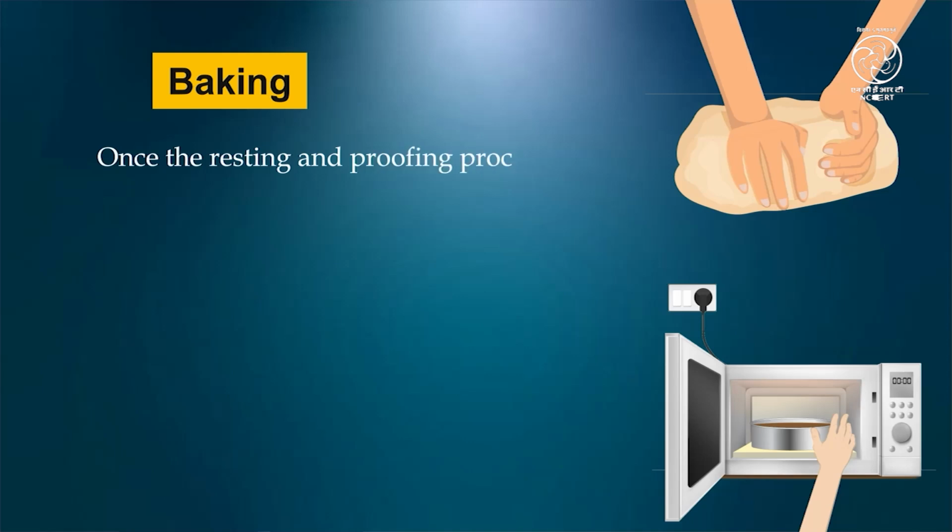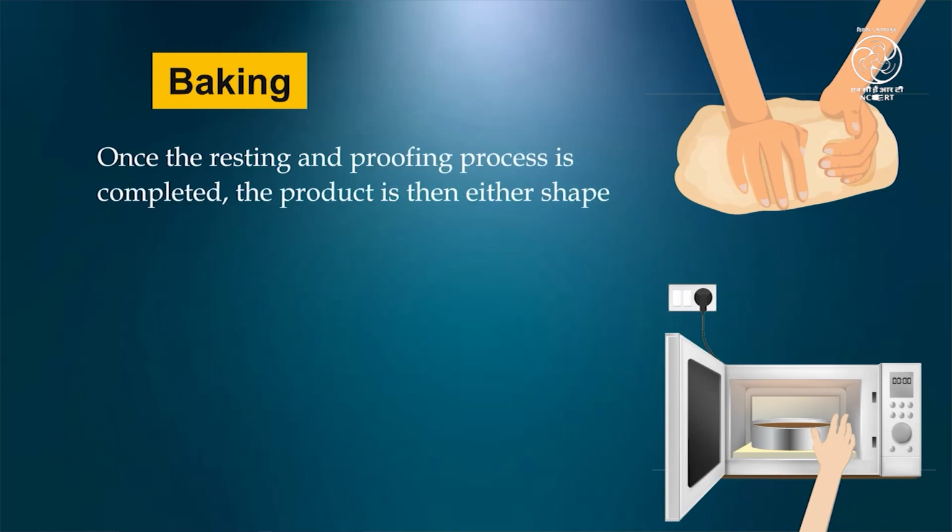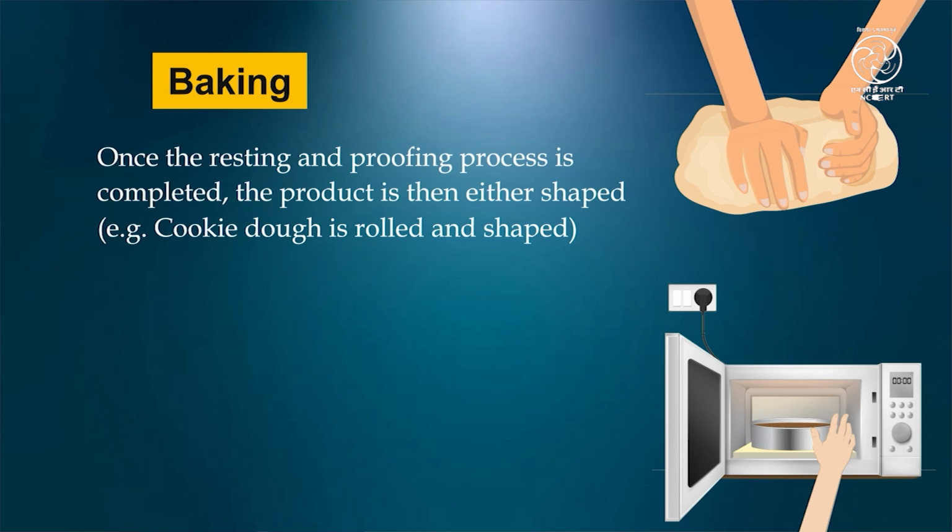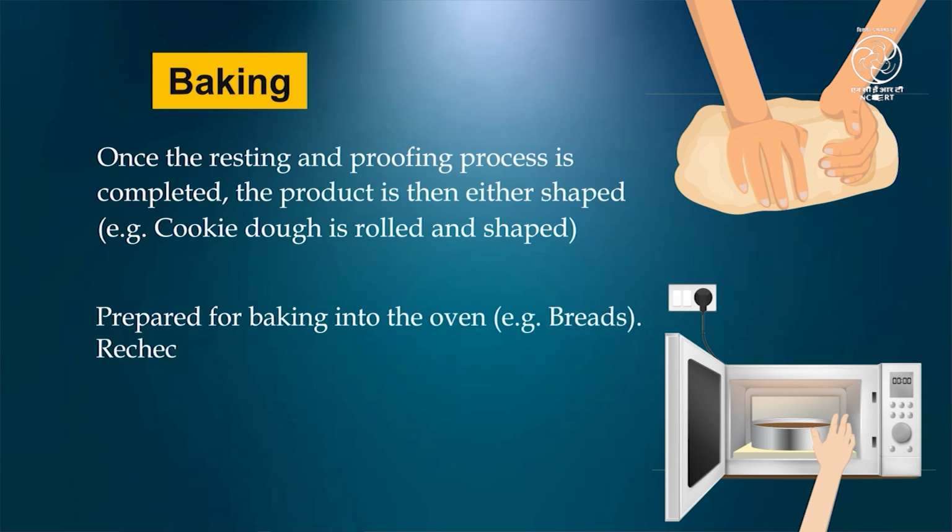Next is baking. Once the resting and proofing process is completed, the product is then either shaped or directly prepared for baking into the oven. Recheck the temperature and put the product into the oven for baking.